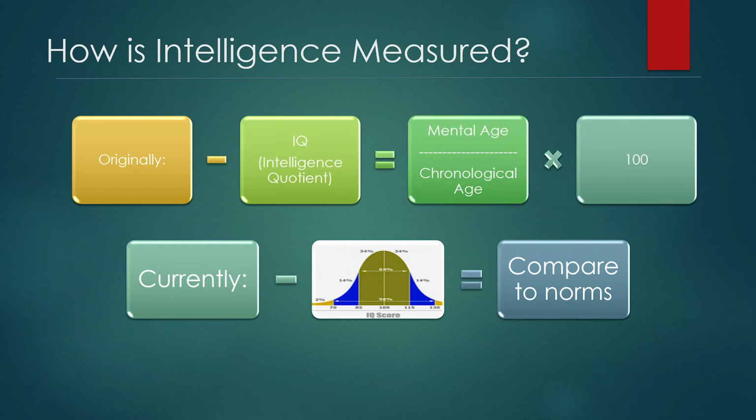And so we have 68% of the population falling between 85 and 115 on an IQ test. By setting the average score at 100, this is how we ended up with 85 as the bottom and 115 as the top of the normal range. So if your IQ score is within that range, you're considered normal.